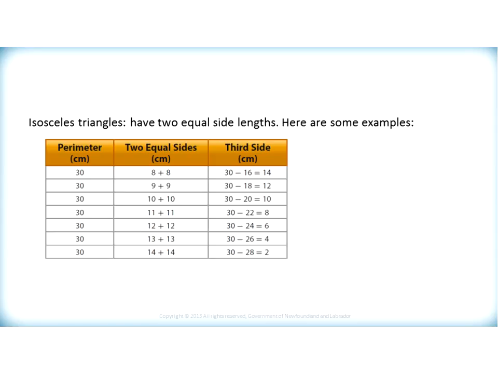Or we can have 2 side lengths of 9 centimeters each, and our third side would have a measurement of 12 centimeters in that case. And we can go on down through the line, as you can see there in the table.